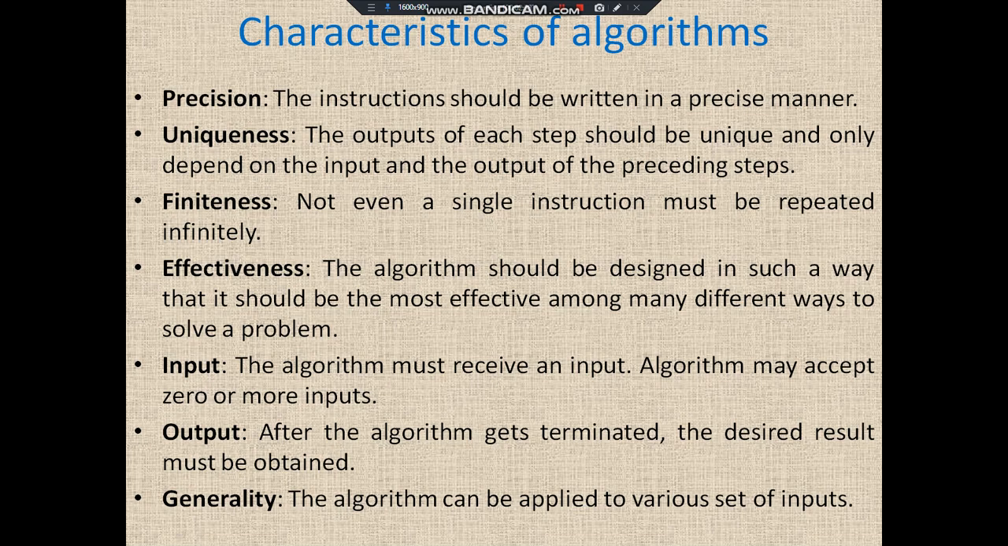Okay. Next one is input. So your algorithm must be designed in such a way that it takes the input from the user side. Output: after the algorithm gets terminated, the desired result must be obtained. Output is nothing but whatever result you will get after performing those steps. So you need to design your algorithm in such a way that it gives you the desired result or the desired output. And next one is generality.